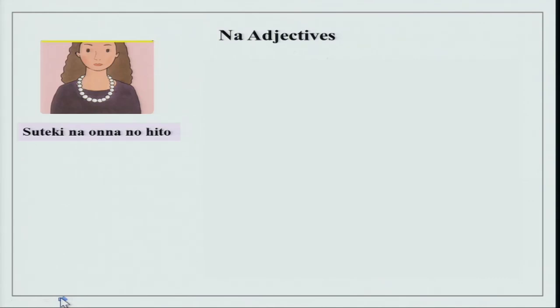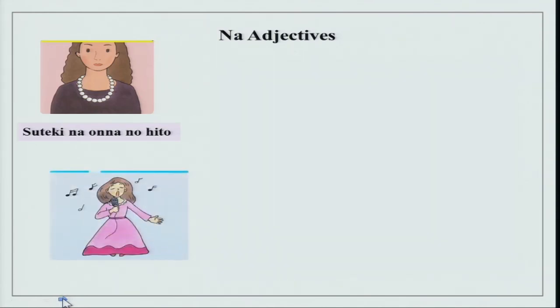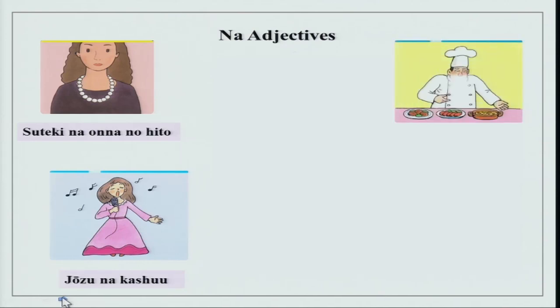Suteki na onna no hito desu. Then we have someone singing. Jozu na kashu desu. Jozu is someone who is very good at something, skilled at something, and kashu is a singer. So, Jozu na kashu-san desu.